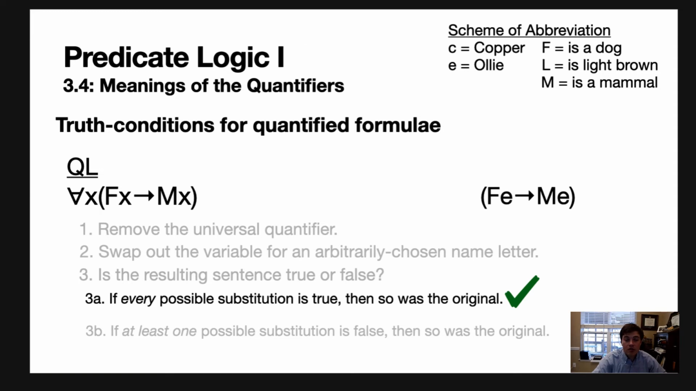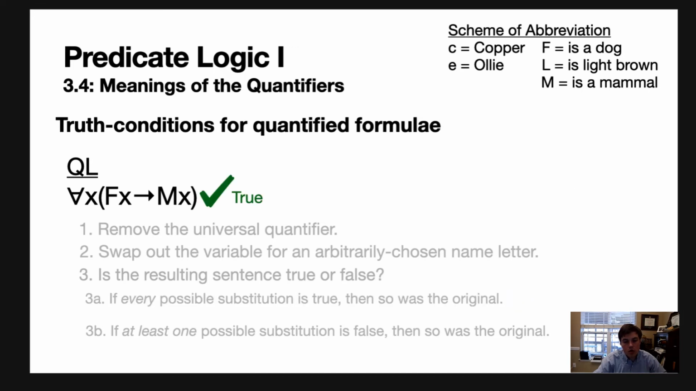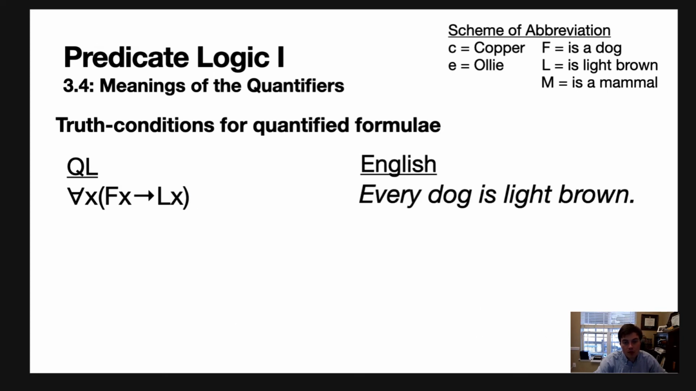What we've just discovered is that every possible way of substituting the variable for a particular name letter renders the resulting formula true. And if every possible substitution renders the formula true, we can conclude that the universally quantified version of that formula that had variables in it is true. Because what that says is that for anything whatsoever that you could swap in for these variables, if it is a dog, then it's a mammal. And what we just found by swapping in the particular name letters is that indeed it is true that for any particular thing, if it's a dog, then it's a mammal.